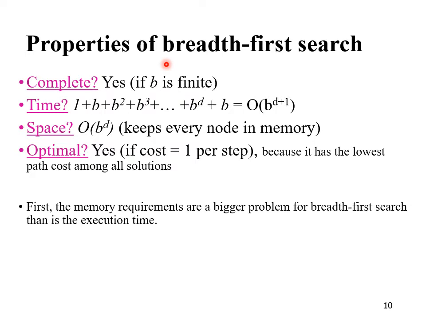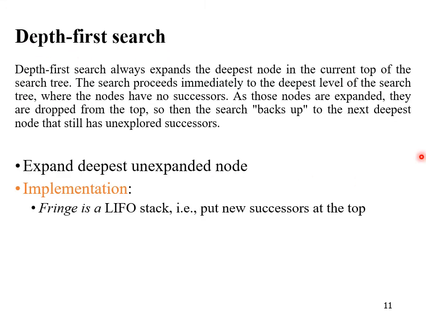Actually, in the case of uniform cost search, we found the cost of each node, but here we don't denote the cost of each node, so we assume that the cost of each node per step will be 1. In this case, it has the lowest path cost among all solutions, so this is optimal. In breadth first search, memory requirement is a bigger problem as well as execution time.